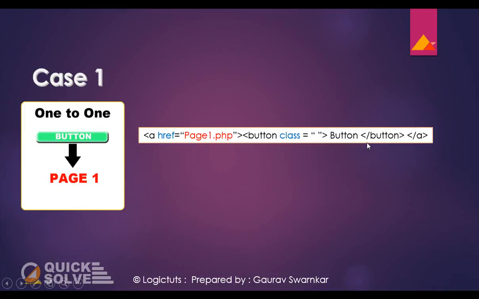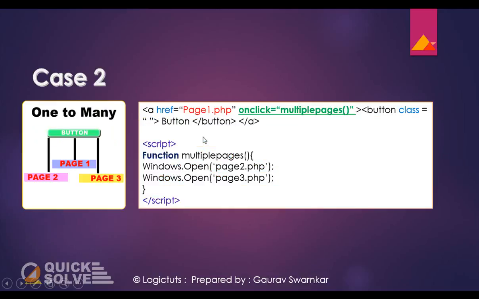So the next is the one-to-one case. The one-to-one case is the most simple case, and here we are just defining this particular button and referring it to the page. So whenever I click this button, it will take me to page1.php. Okay, so now the next one.